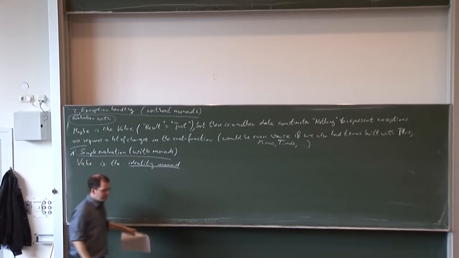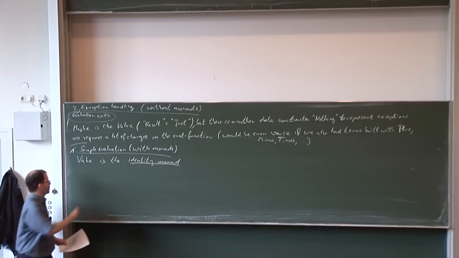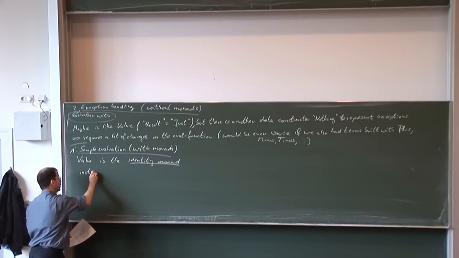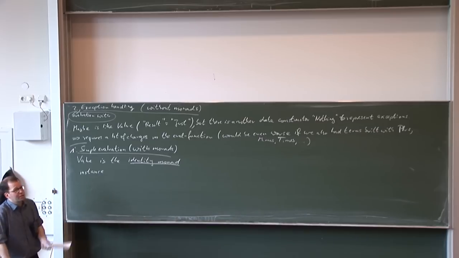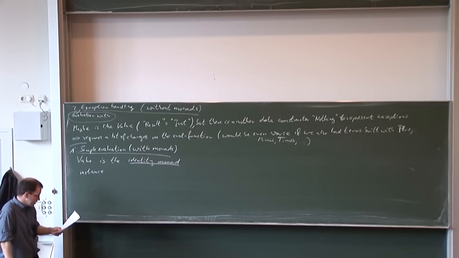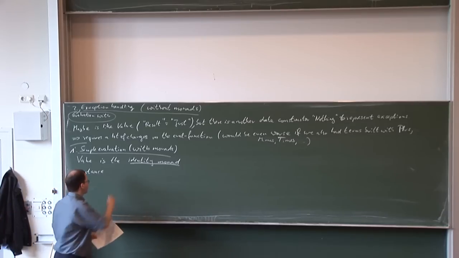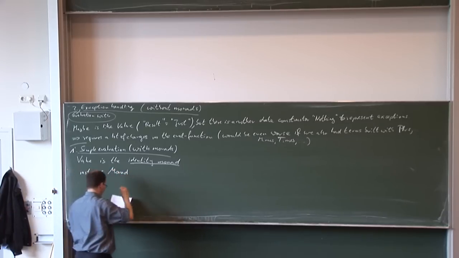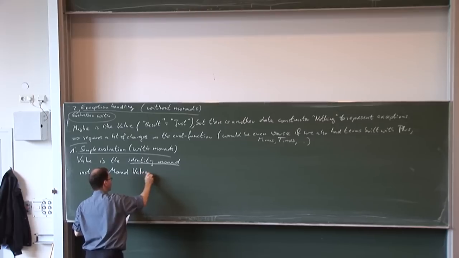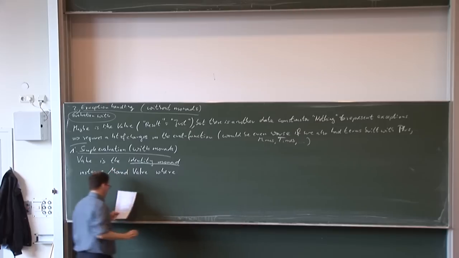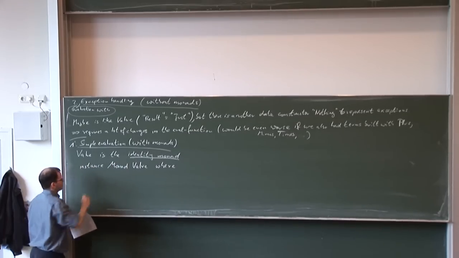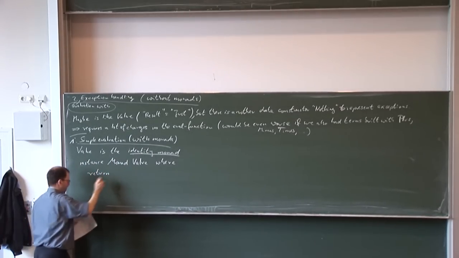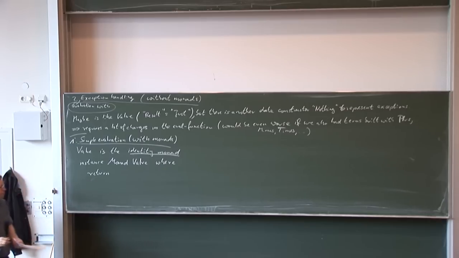So we should declare value as an instance of the class monad. How do we do this? So we define value as before. I mean, value A is the new data type. The only constructor is result. But we say that value should also be an instance of the class monad. And now, of course, we have to say what return is and what bind is.